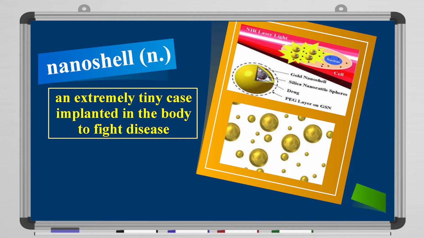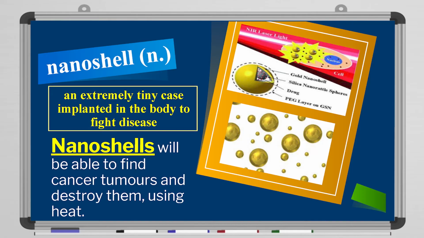Nanoshells, which is one of the new technologies that is being worked on in medicine. It's an extremely tiny case implanted in the body to fight disease. But what type of disease? Nanoshells will be able to find cancer tumors and destroy them using heat.